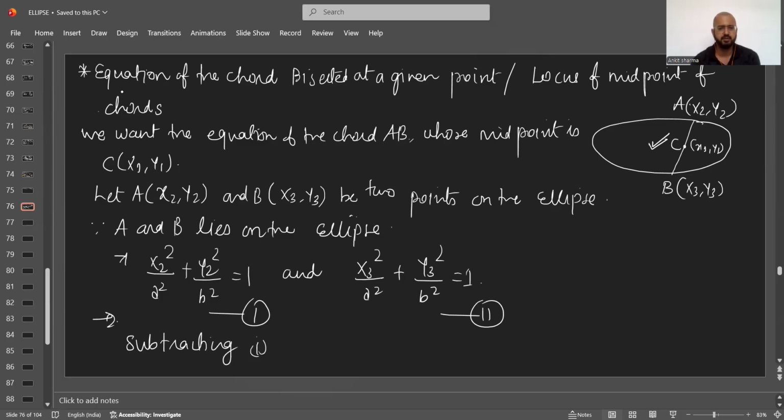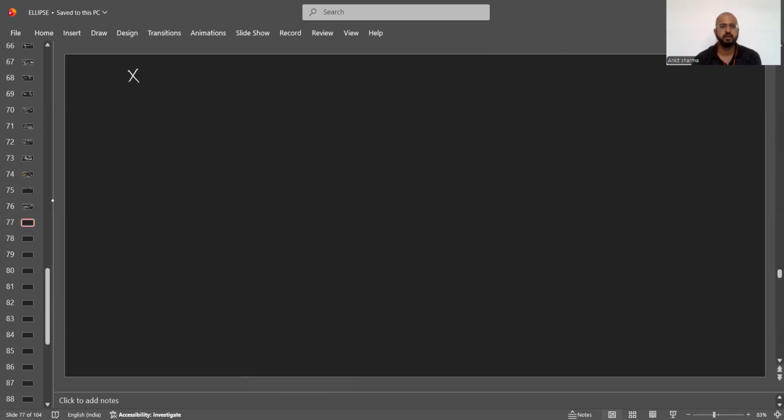Since I want y2 minus y3, we'll do this only, 1 from 2. So if I'm subtracting 1 from 2, I'll now have (x3 square minus x2 square) upon a square plus (y3 square minus y2 square) upon b square is equal to 0. That's what I get.